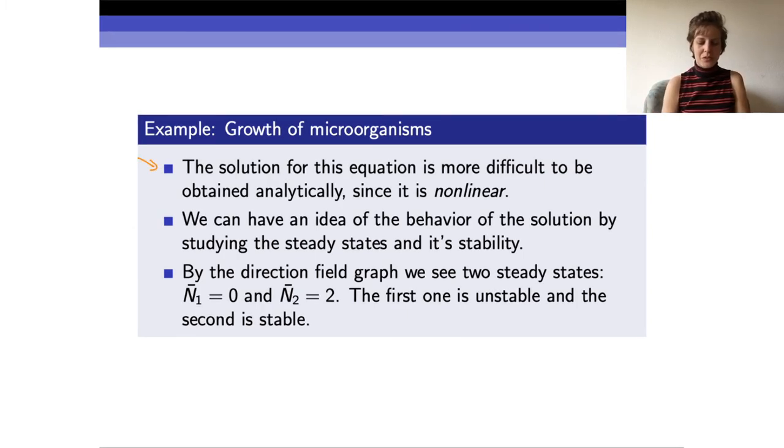So the solution for the logistic equation, or Verhulst equation, is more difficult to obtain analytically, since it's nonlinear. We can have an idea of the behavior by studying the steady states and their stability. So by the direction field, we see two steady states, n equals 0 and n equals 2, and the first one is unstable and the other one is stable.